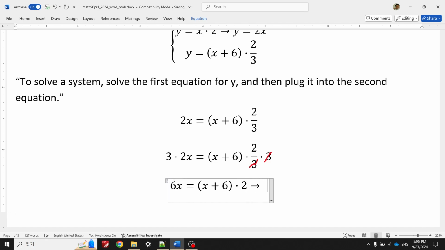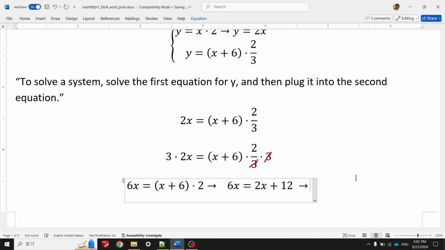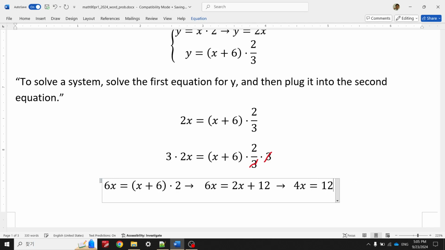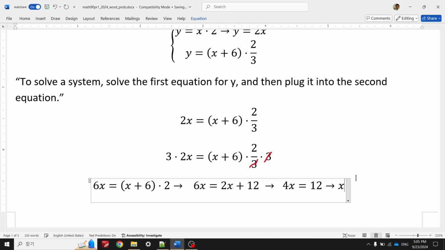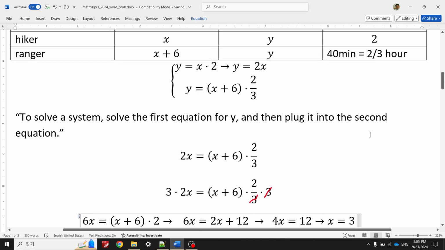Now, if you distribute the 2 to this right side, 2 times x and 2 times 6, you get 6x equals 2x plus 12. Okay, now let's subtract 2x from both sides. What do you get? You get 4x equals 12 by subtracting 2x, right? So finally, what is the value of x? 3. If you divide both sides by 4, you get x equals 3.